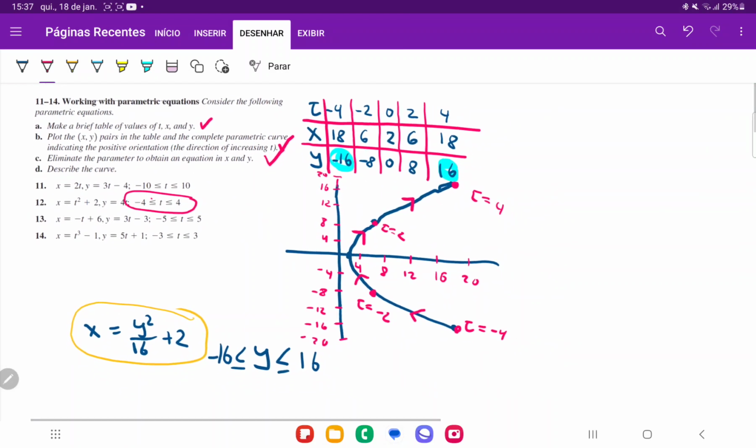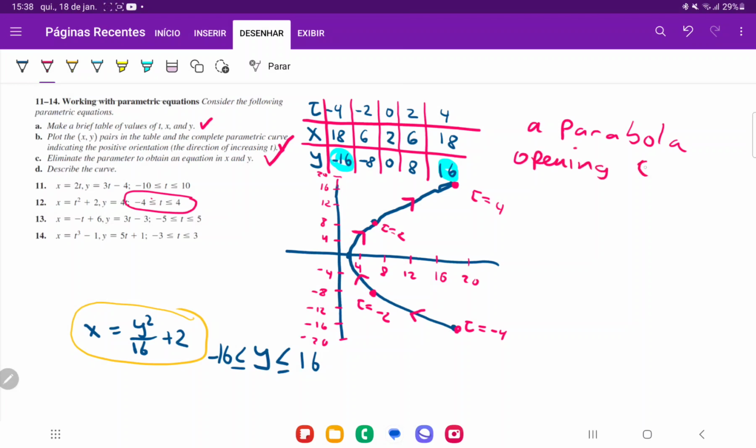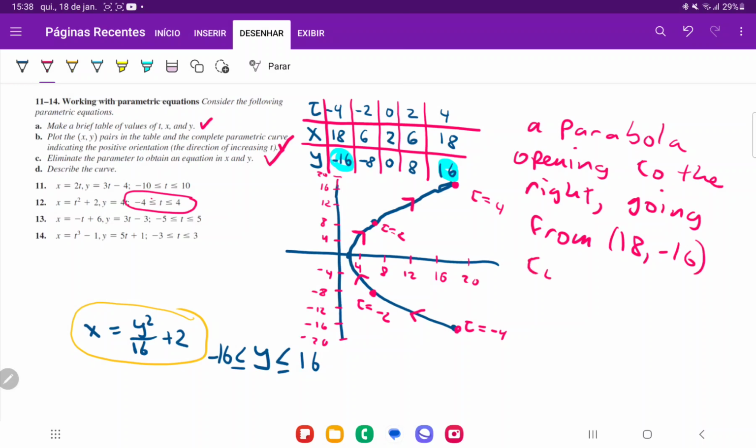And now they want us to describe the curve. So what we can say is that this is a parabola that opens up to the right. And this parabola goes from the initial point. So we can maybe say a parabola opening to the right, going from the initial point, which was at the point 18, comma minus 16, to the final point, which is 18, comma positive 16. So that's the description of the curve, and that is it. We are finished with number 12.